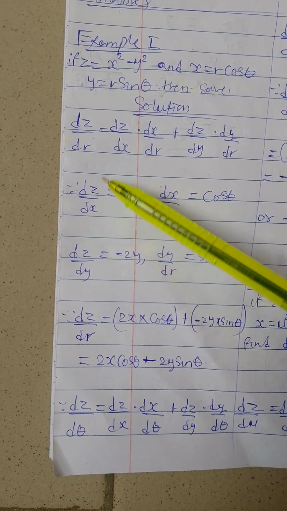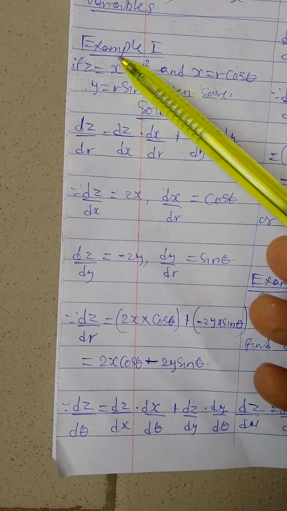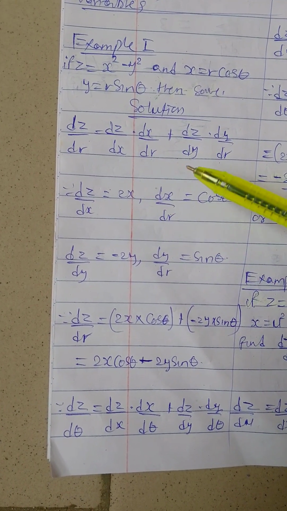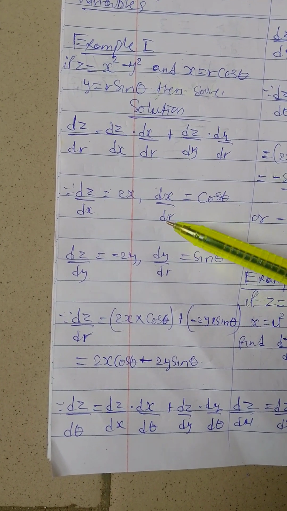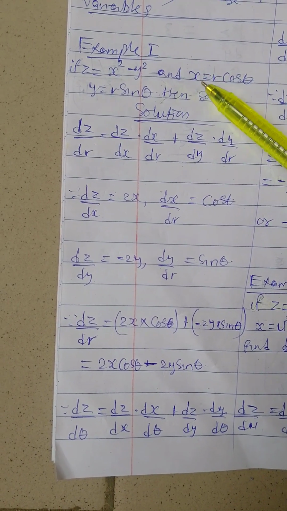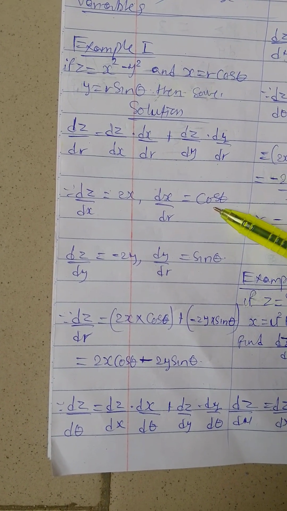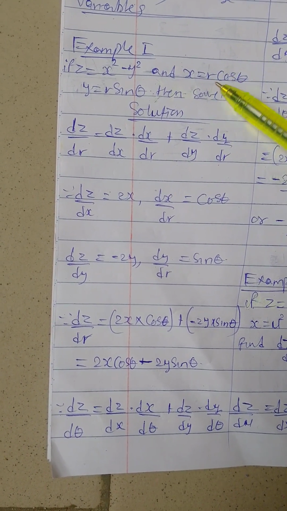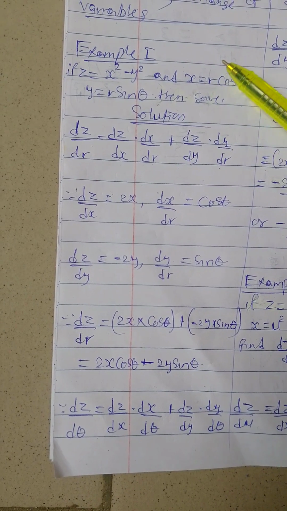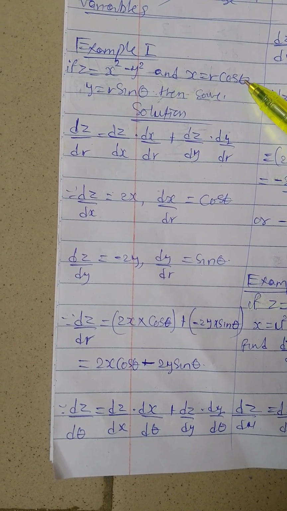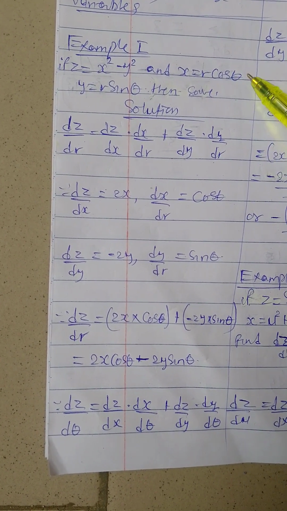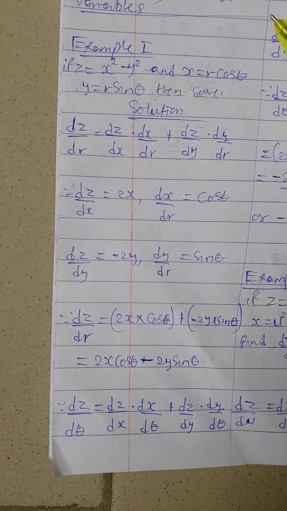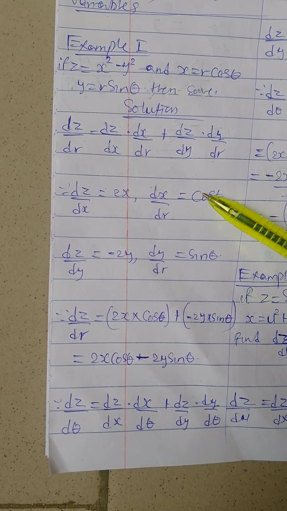Dz over dx: differentiate x squared under z, that is 2x. Now again, we have dx over dr. Differentiate r under x, that is cos theta. Remember, for you to differentiate this r, this r has to be the first variable here, and not theta. But we can see the r is not here, but rather is here. So I have to eliminate the r, so it's out, and bring down cos theta.